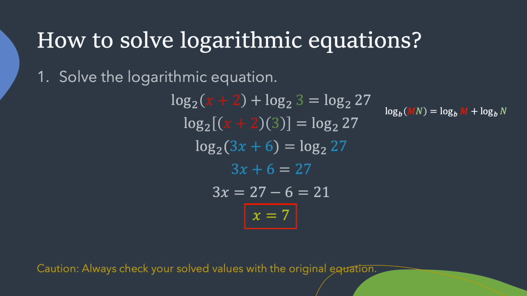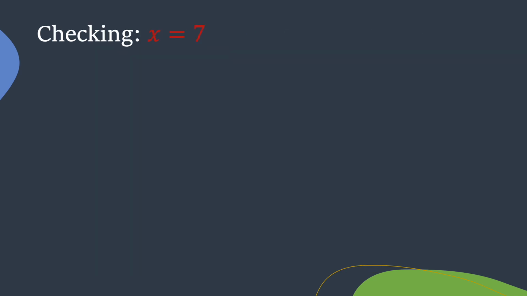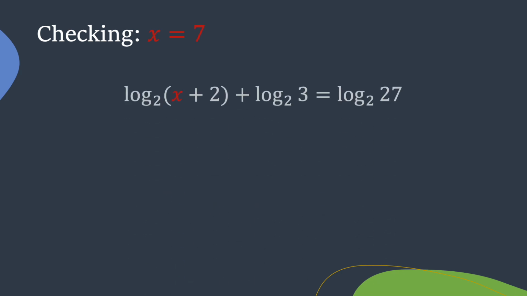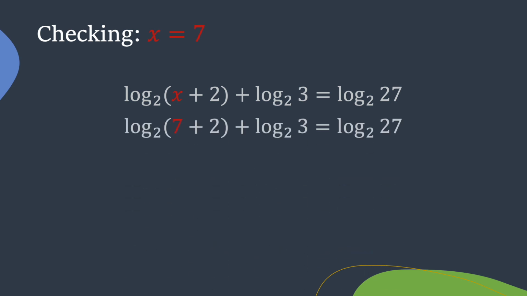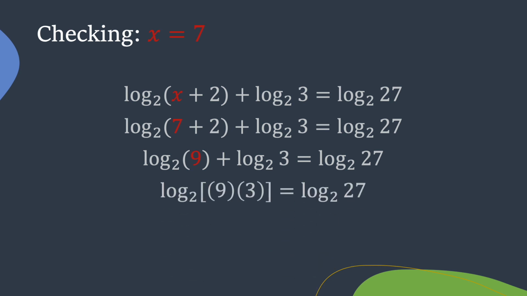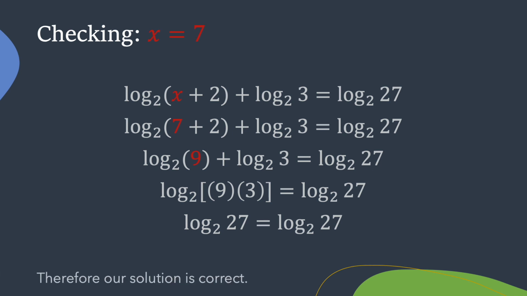Now, always check your solved values with the original equation to make sure that the solution is correct. Let's check x equals 7. So we have the original equation, then we substitute 7 for x. That gives us this, which becomes that, and then finally that. Therefore, our solution is correct.